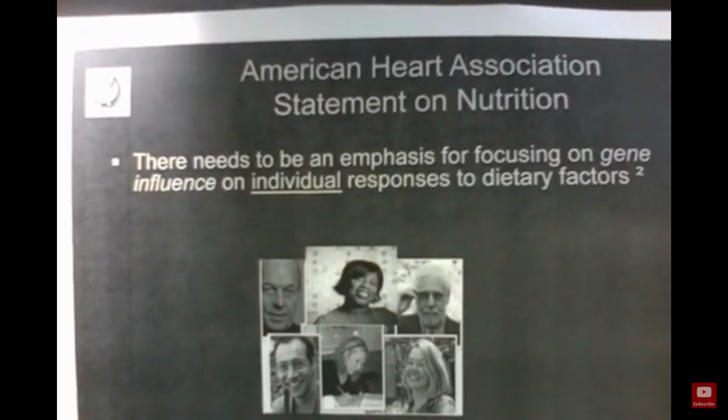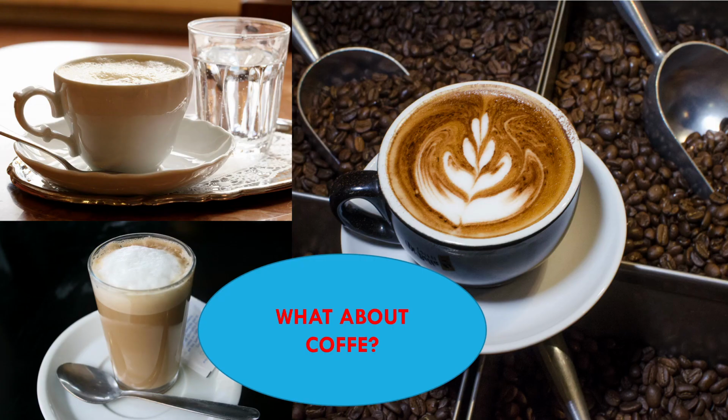Even the American Heart Association is now starting to come forward and say there needs to be an emphasis on focusing on gene influence on individual responses to dietary factors. And remember, as these large organizations start to say we need to look at individual responses, it shouldn't be too long, within our lifetime, that we start to see government dietary recommendations say, well, it depends, not just one pyramid, one triangle, or one circle saying everybody should eat nuts and everybody should eat this. It just doesn't work like that anymore. And we need to know.